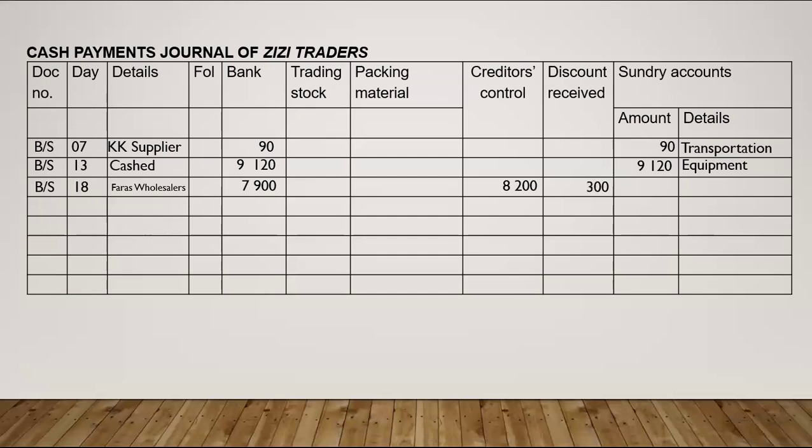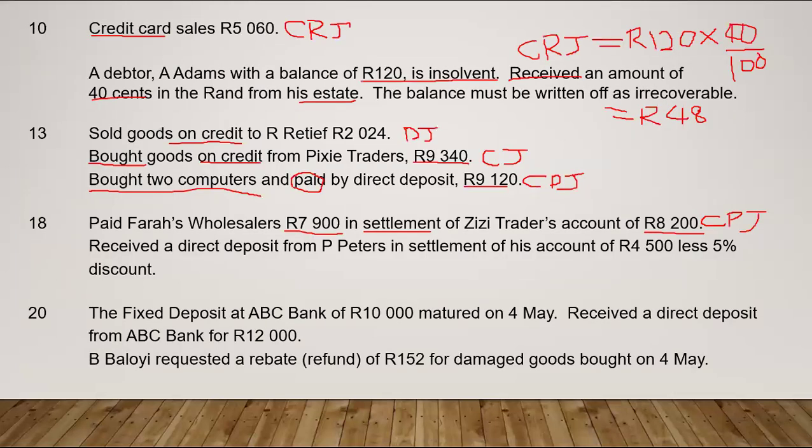Let's keep it going. Received a direct deposit from P. Peters. That goes to the CRJ. So what was that for? In settlement of his account of 4,500. So P. Peters is owing us 4,500 and he's settling 4,500, but he's not paying the entire 4,500. He is only paying 95% of 4,500 because he has been given a 5% discount.